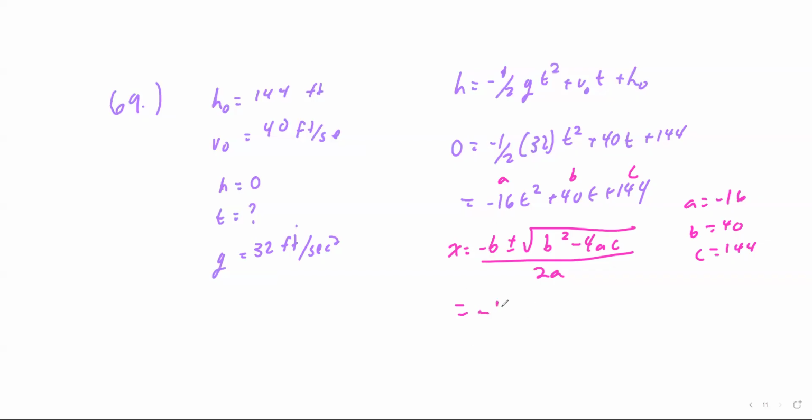You get negative 40 plus or minus 40 squared minus 4 times negative 16 times 144 divided by 2 times negative 16.